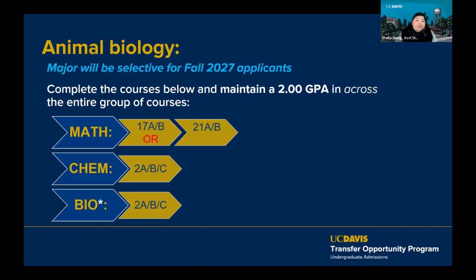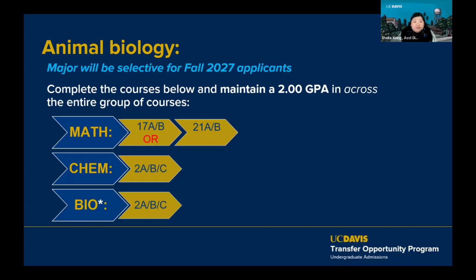But if you are planning to submit your application next year or for future terms after next year, you will want to make sure that you are completing the following requirements here for animal bio. So you are required to maintain a 2.0 GPA across the entire group of courses listed here. You do have the MAP 17A, B, or 21A, B options that you have to complete. This is usually your Calc 1 and Calc 2 courses.